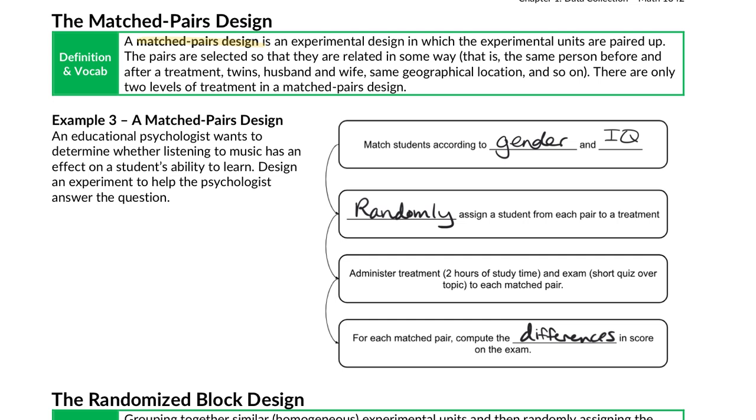Now this is used a lot. Twin studies are very important actually because it keeps genetics the same, which is kind of interesting. But these are usually done in a before and after. So we're going to highlight those words up there, before and after a treatment. You'll see them called pre and post tests, which are just before and after the treatment on the same individual.